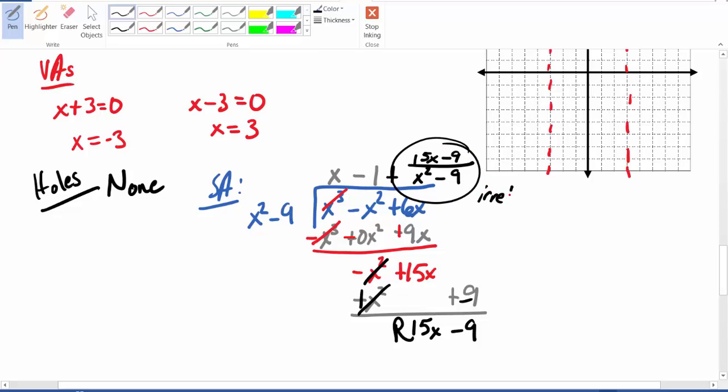It plays a very, very little role in the grand scheme of things, and that's exactly why we pretty much just ignore him altogether, that remainder. And again, we've talked about why that is from class. But our slant asymptote comes out to be y equals this x minus 1.